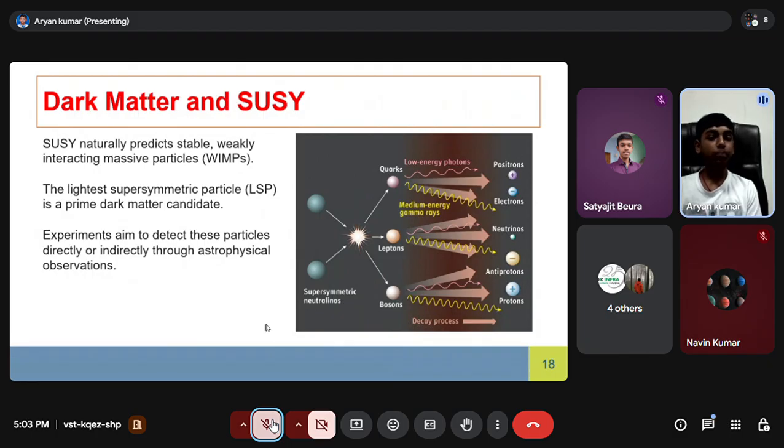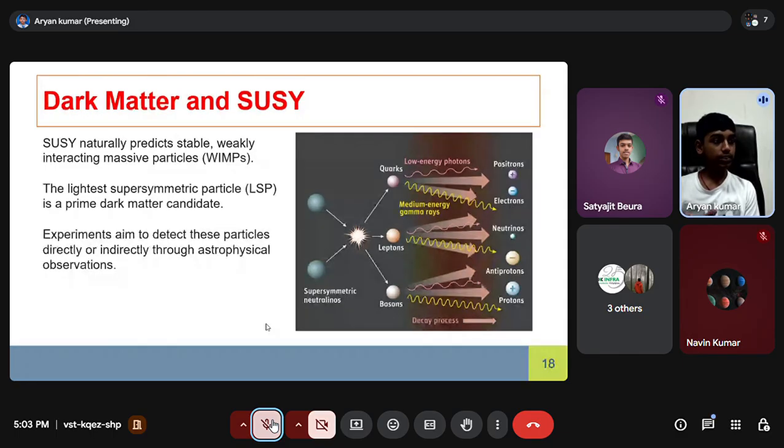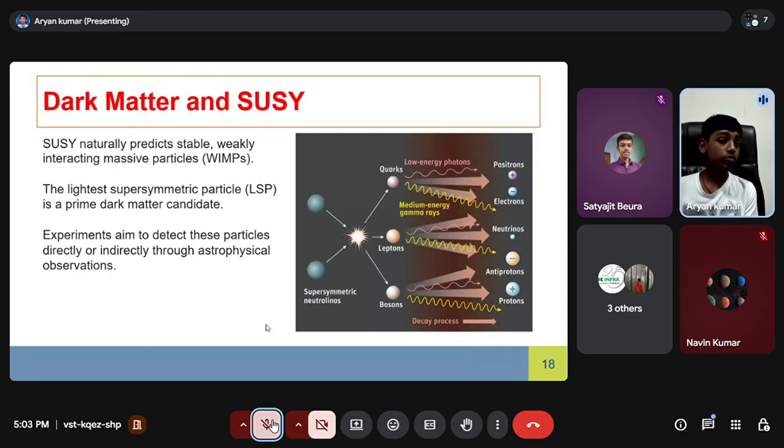Dark matter and supersymmetry. Supersymmetry naturally predicts weakly interacting massive particles. The lightest supersymmetric particle, the LSP, is a prime dark matter candidate. Experiments aim to detect these particles directly or indirectly through astrophysical observations. There are many supersymmetric particles, and one of them is the neutrino, which is the LSP, the lightest supersymmetric particle, a prime candidate for dark matter because it is a weakly interacting massive particle. It is pretty massive, as all of the supersymmetric particles are, but it is also electrically neutral.